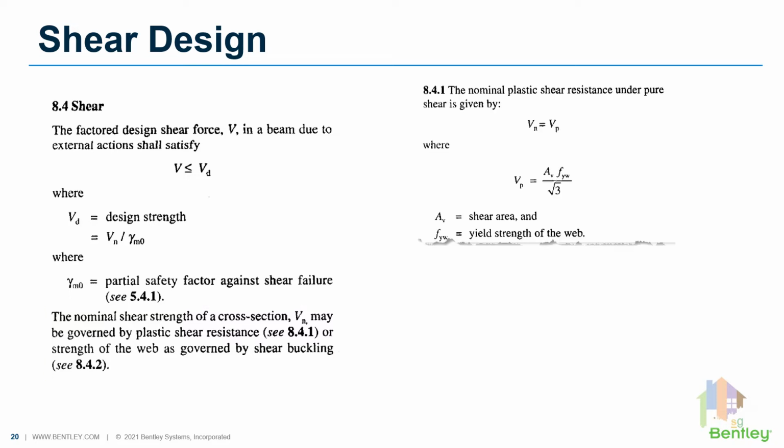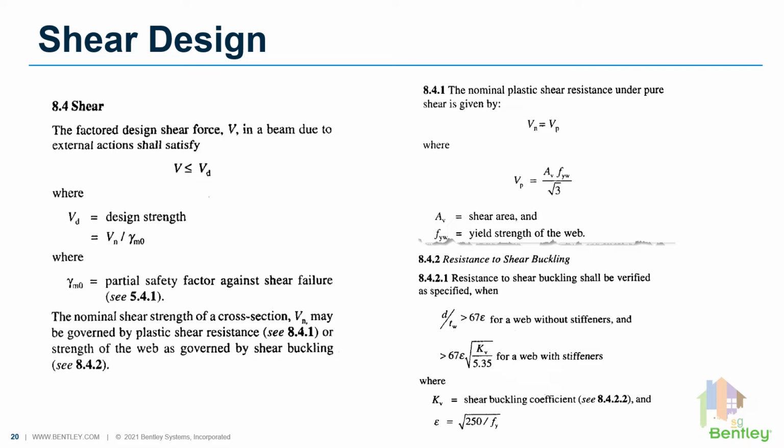If yielding of the web governs, then nominal shear resistance is calculated using clause 8.4.1, considering the yield strength of the web. But if the web is subjected to web buckling, then clause 8.4.2 is used to calculate the nominal shear strength. This web buckling limit is checked as mentioned in clause 8.4.2.1 with or without stiffener condition. If the web is very thin and d by tw ratio is greater than 67 epsilon, then the web is susceptible to shear buckling. But this can be avoided by adding a transverse stiffener.